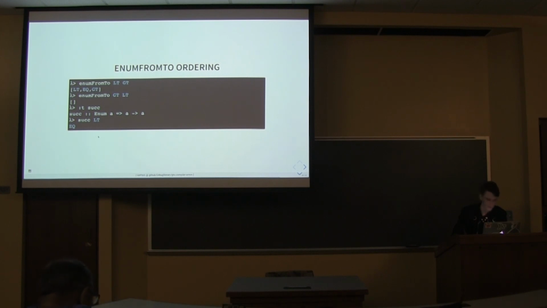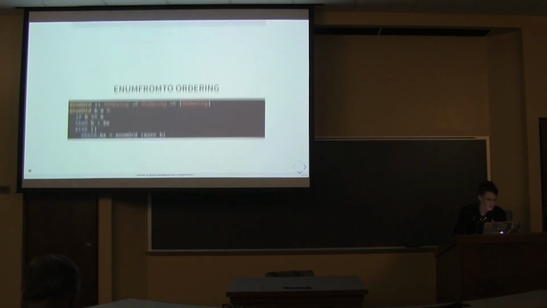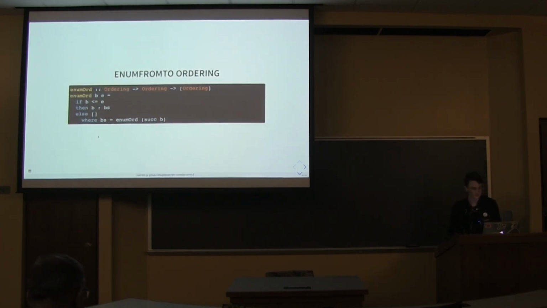And like successor of less than or equal to. So let's take a look at the function here of trying to implement this ourselves. So enum ord is going to take 2 arguments of ordering and give us back a list of ordering. And we're going to say that the beginning is B and the end is E. So if B is less than or equal to E, append B onto B's, and if it's not less than or equal to, return the empty list. And we're going to say that B's is equal to enum ord successor B.